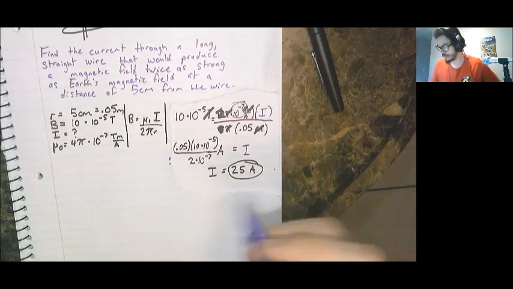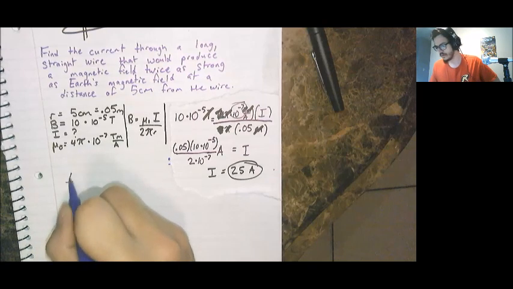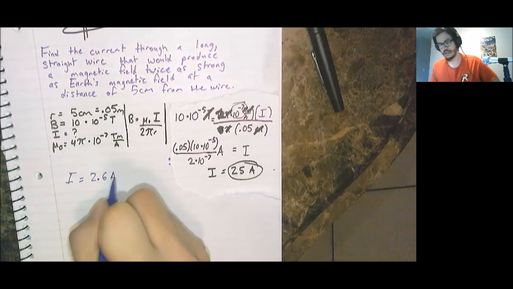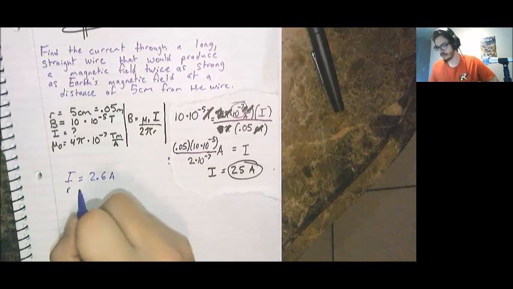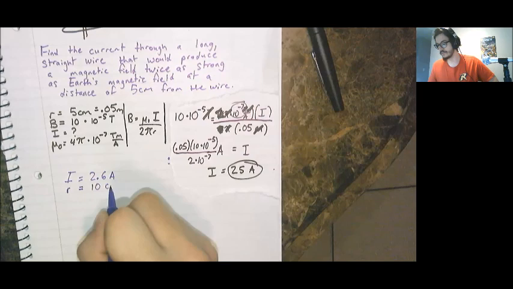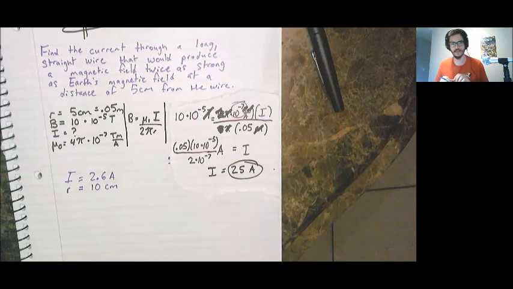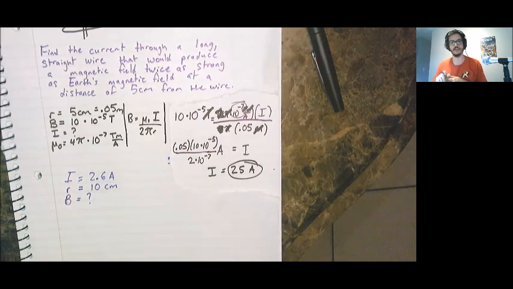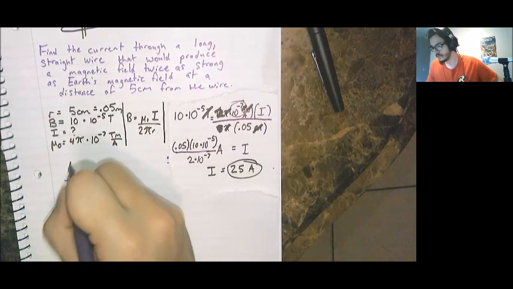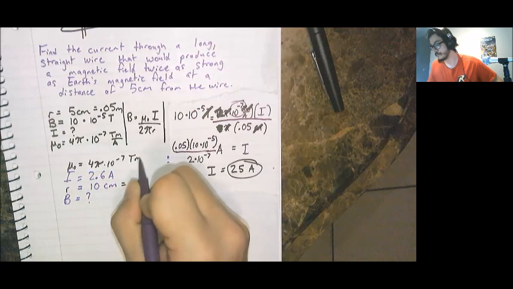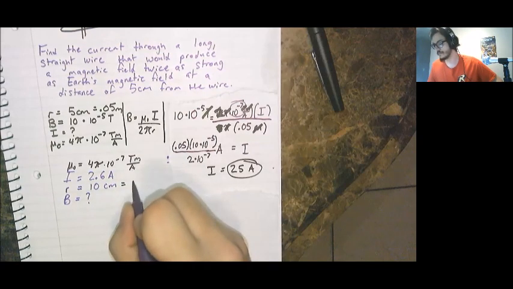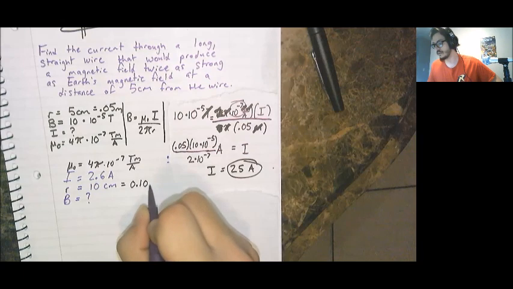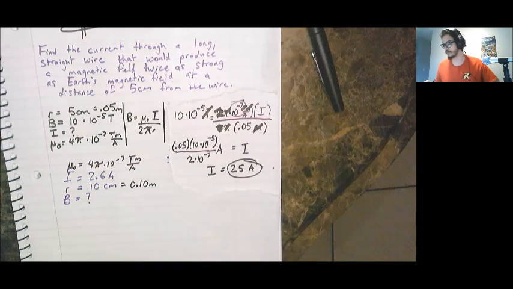One last practice one for you. Let's say that I gave you that there is a 2.6 amp current through a wire 10 centimeters away from some sort of magnetic measuring device. What B field strength would it measure? Well, remember, mu naught is 4 pi times 10 to the negative 7 Tesla meters per amp. So we need this to be in meters as well. 10 centimeters is 0.10 meters. Just move that decimal 2 places.